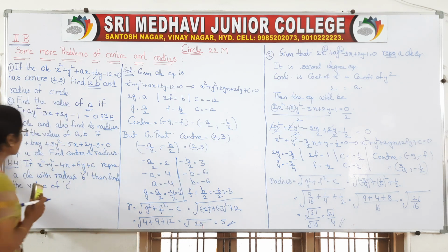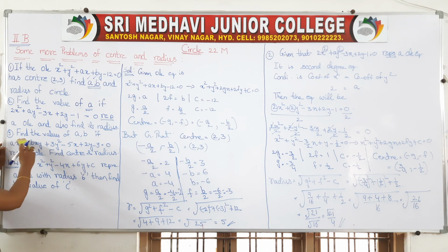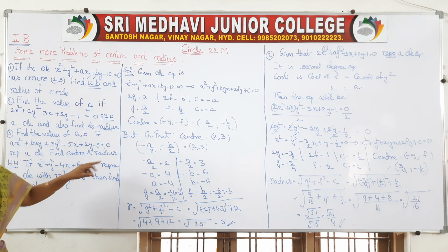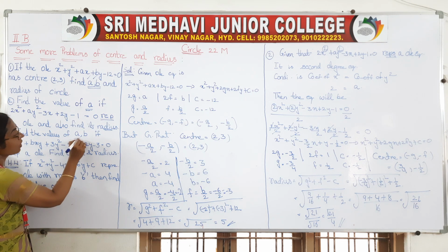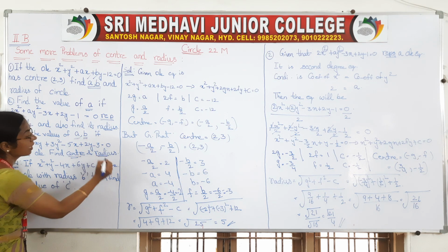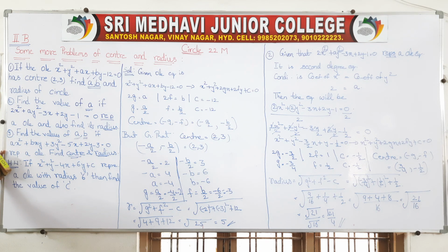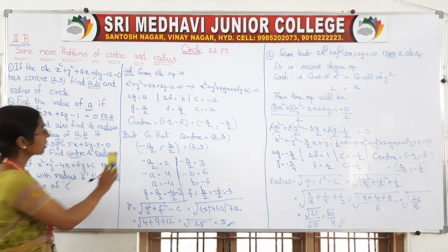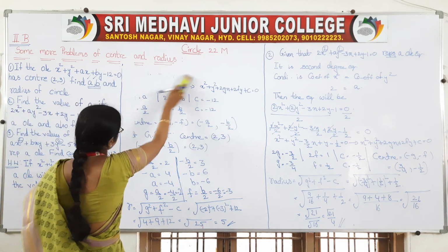Okay, now come to the third question. Find the values of a, b if this equation represents a circle. Find the center and the radius. So in this question we have to find a, b, as well as the center and radius. Again, observe this equation. This is also a second degree equation. The highest power is 2. So come on, we will solve this third question.